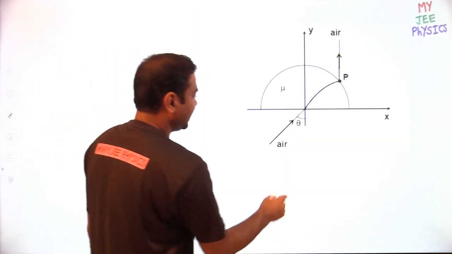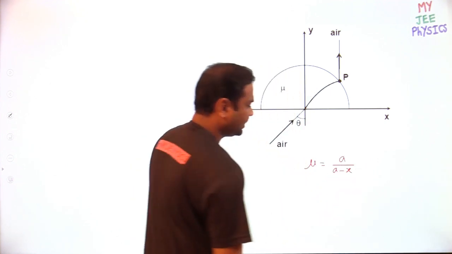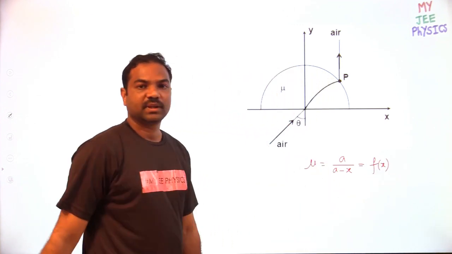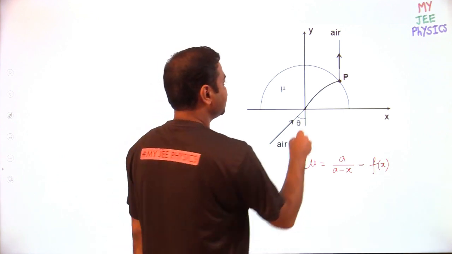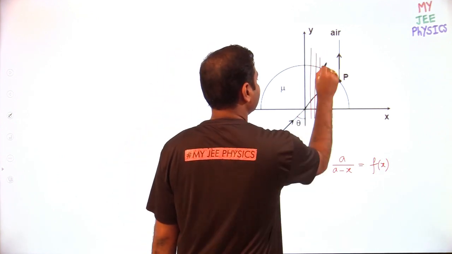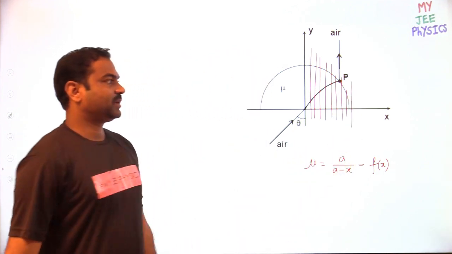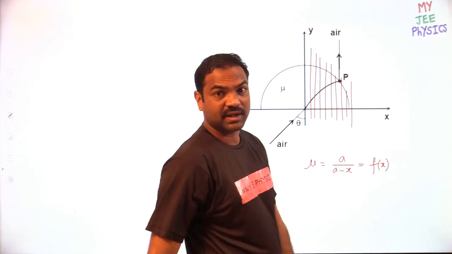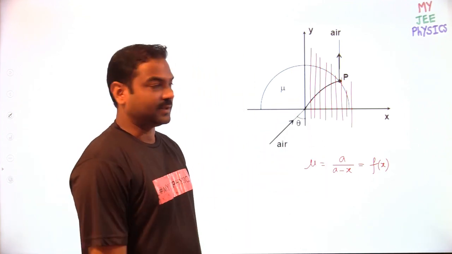Now mu value is given by a minus x, that means mu is a function of x. As mu is a function of x, as the x value changes, mu value changes. Now the entire sphere you can take as a variable refractive index medium, with boundaries parallel to the y-axis. Here the medium boundaries are parallel, that's why we can apply Snell's law.